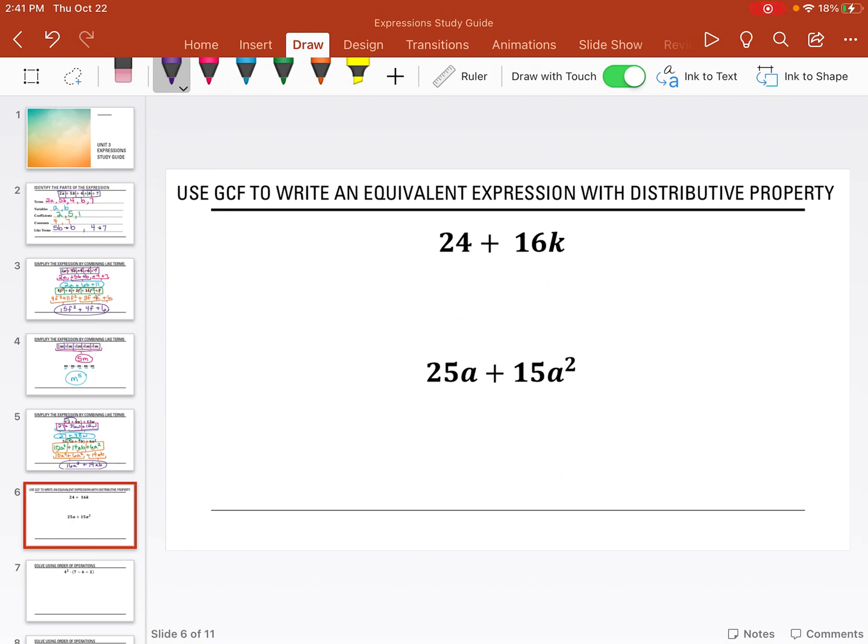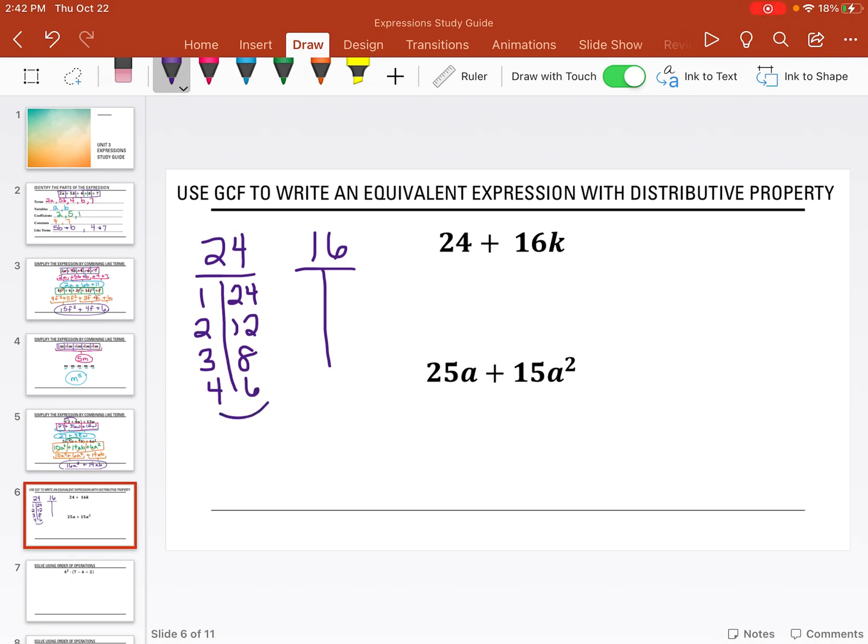Okay, we're going to use the GCF to write an equivalent expression with distributive properties. So first thing we need to do is find the GCF for these two numbers. So I have 24 and 16. Do my t-charts. So 1 times 24, 2 times 12, 3 times 8, 4 times 6, and that's it. For 16, I have 1 times 16, 2 times 8, 3 doesn't work, 4 times 4, and that's it. So then I need to find my greatest common factor. So the greatest number they had in common was 8.